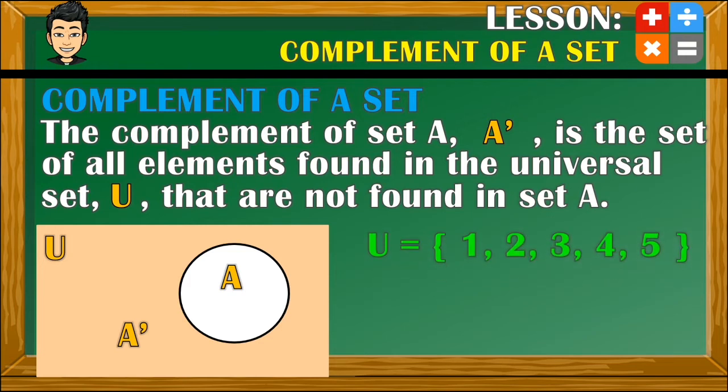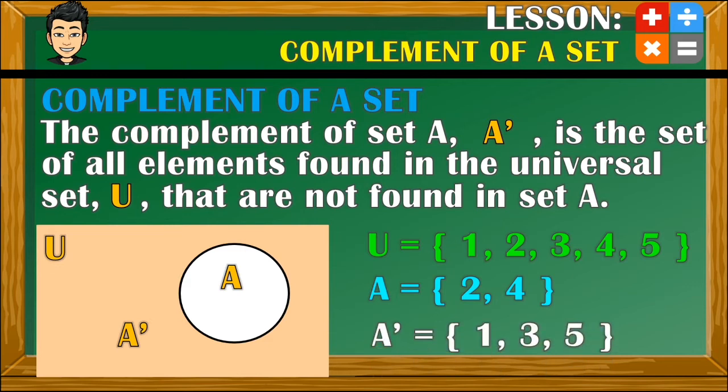For example, we have a universal set with the following elements. Also, set A is given with the following elements. Now, what is the complement of set A? The complement of set A will have the following elements: 1, 3, and 5. Simply because these are the elements that are in the universal set but are not found in set A.